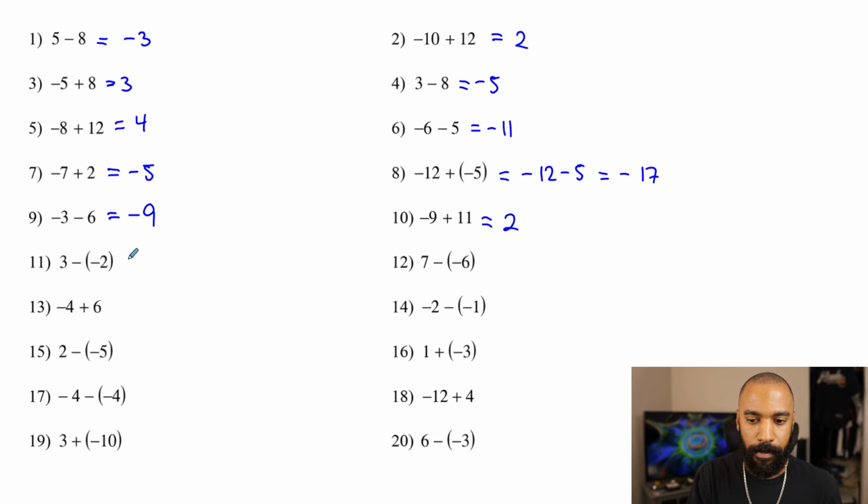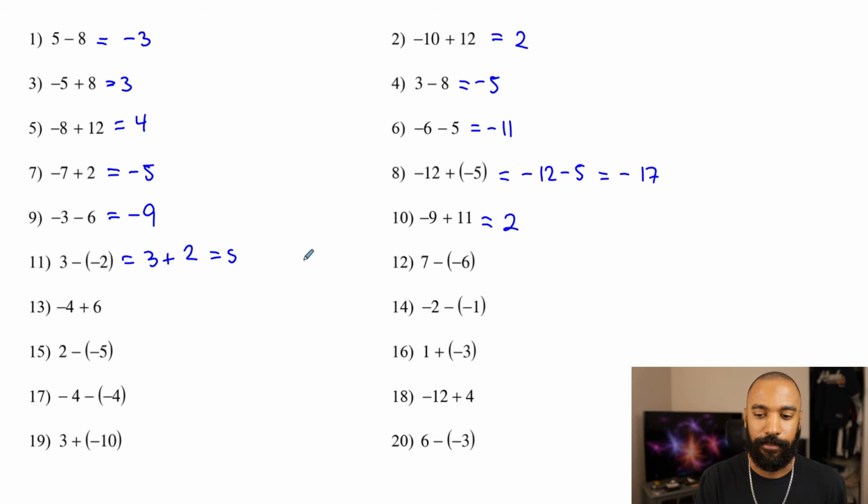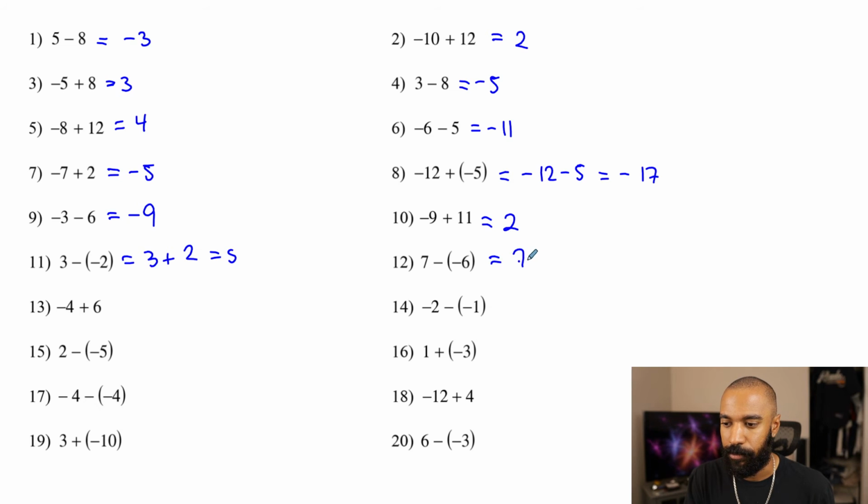Number 11, 3 minus negative 2 is 3 plus 2. Oh, look, there's one. Right, bigger, positive, 5. Number 12, 7 minus negative 6, 7 plus 6. Oh, look, that happens a lot now. 7 plus 6, right, bigger, positive, 13.